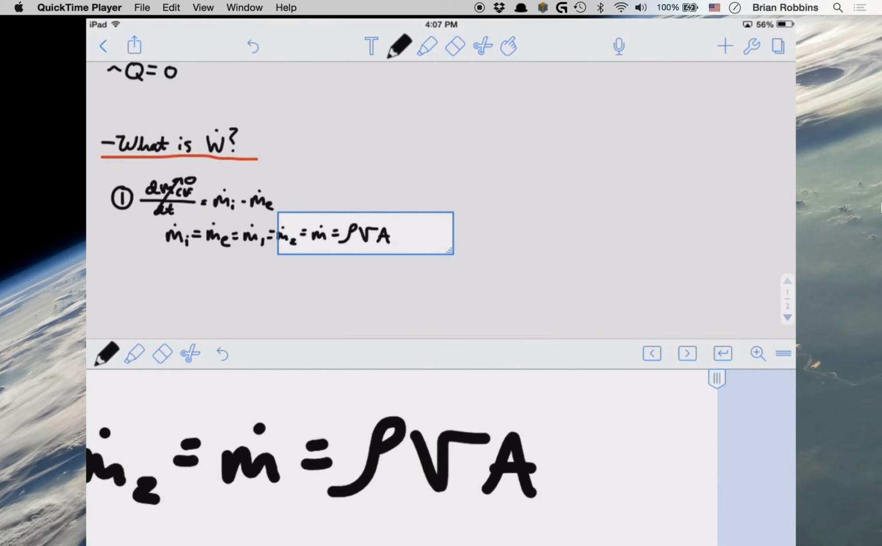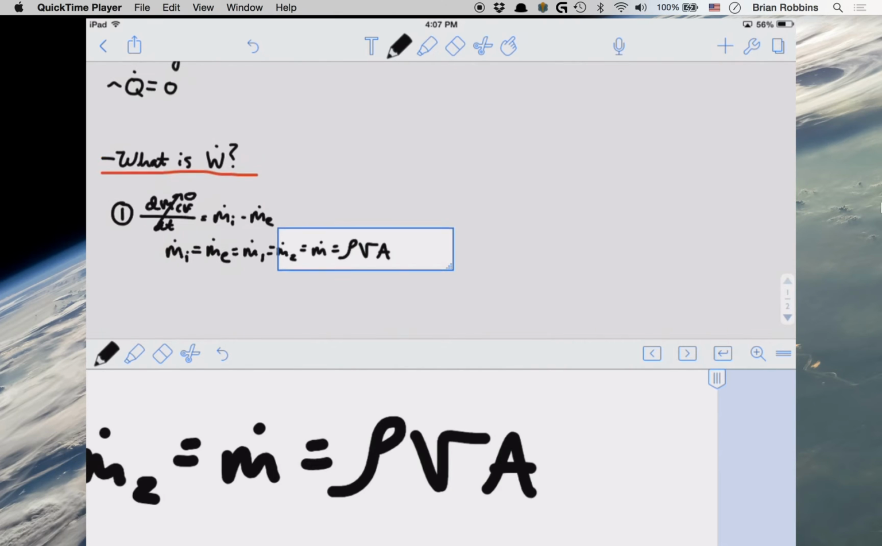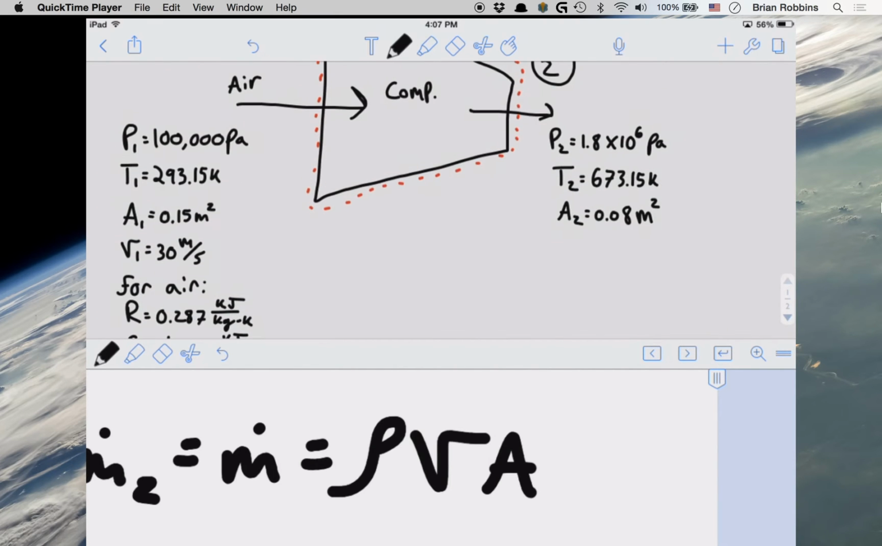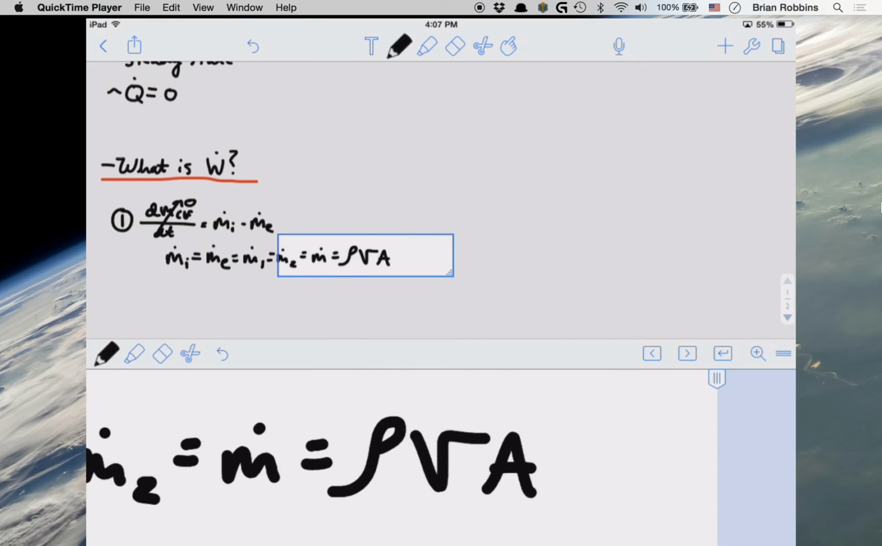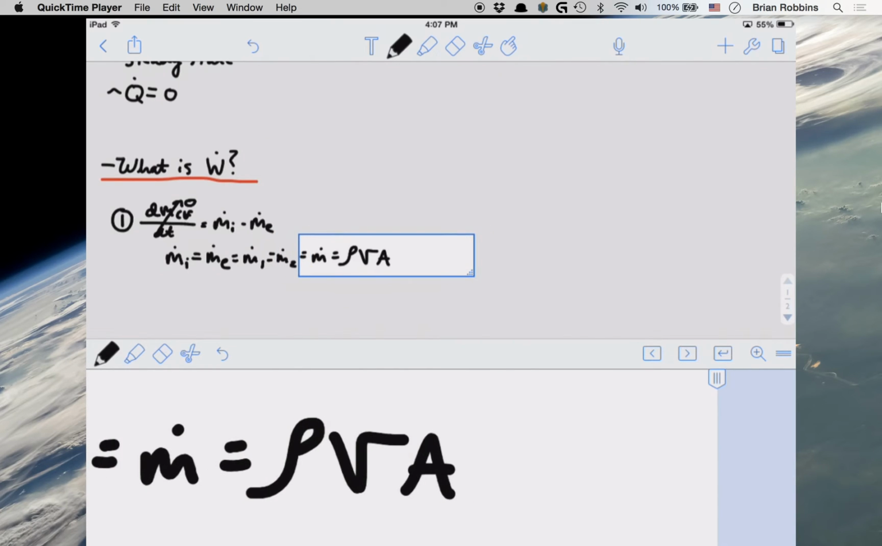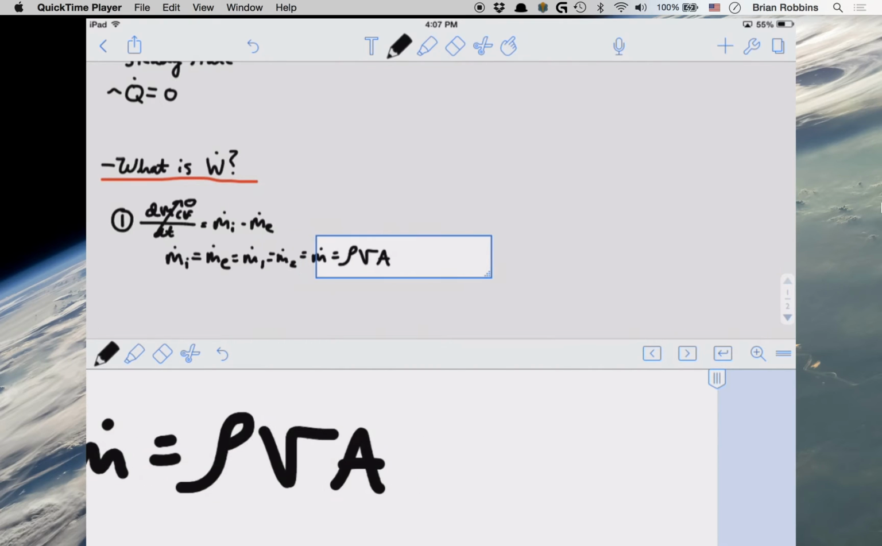Now, if we look at the knowns that we have for our problem, we actually know quite a bit about our inlet conditions. We know its velocity, we know the area, and we also know temperature and pressure. So upon seeing this, we can go back here and we can actually calculate the mass flow rate with all of the knowns that we have for our inlet conditions, because we have the velocity, we have the area, and using temperature and pressure and the individual gas constant, we can figure out what the density is at the inlet.